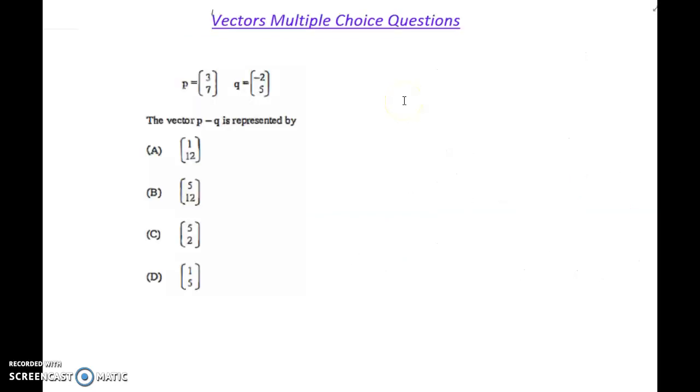Now we're looking at one that's fairly similar to the first one we just did. We have vector P, 3, 7, and vector Q, negative 2, 5. So we want to find P minus Q. Very simple. P is 3, 7. We're going to take away Q, which is negative 2, 5.